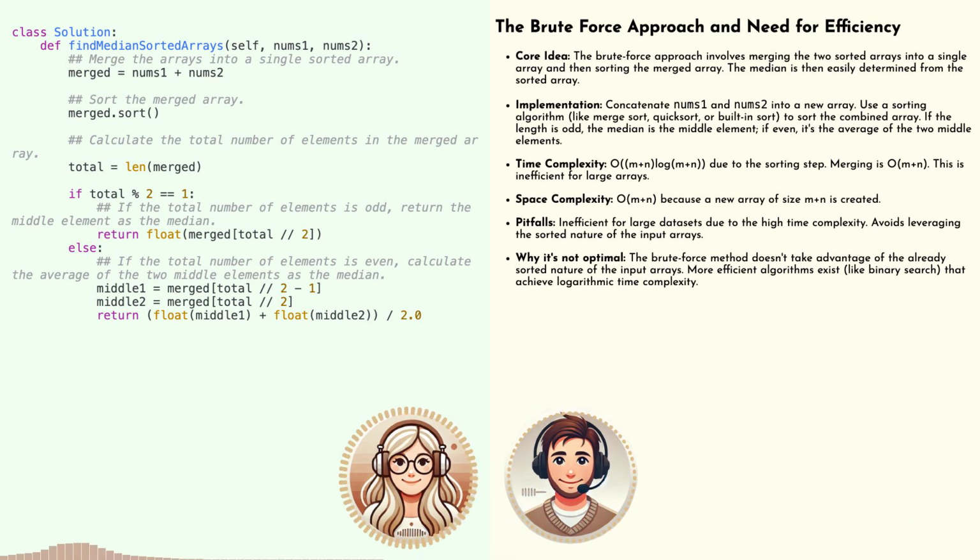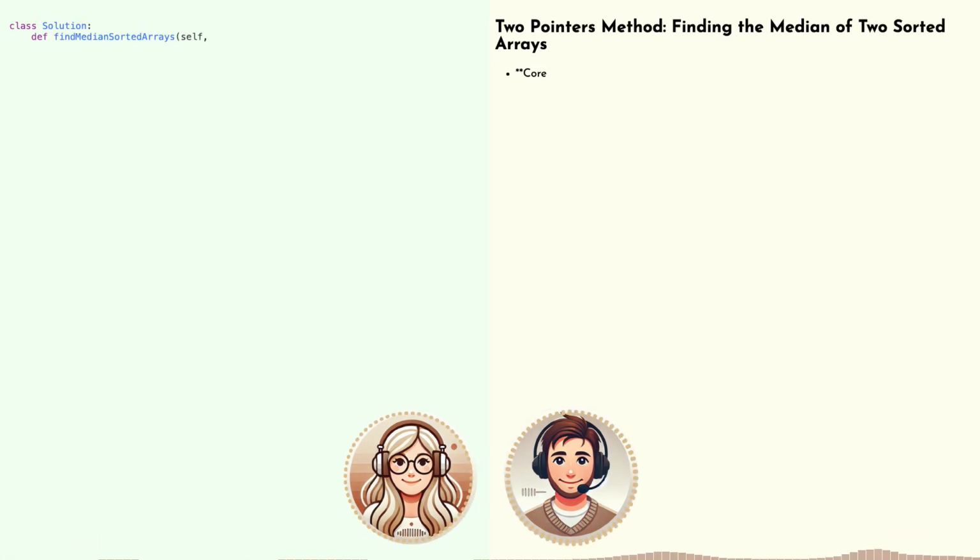So how do we avoid that? Well, there are a few ways. Our research pointed to three main approaches that are more efficient: two pointers, binary search, and a supercharged binary search. Each with its own trade-offs between simplicity and performance. So let's start with two pointers. What's the intuition behind this approach?